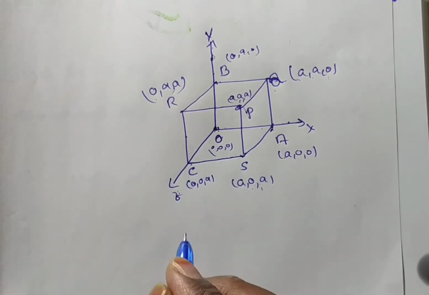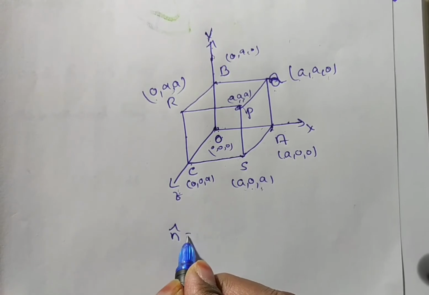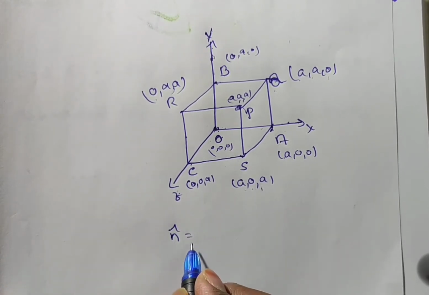Now from this, what we need to find is the normal to the surface. We need to find the unit normal vector.